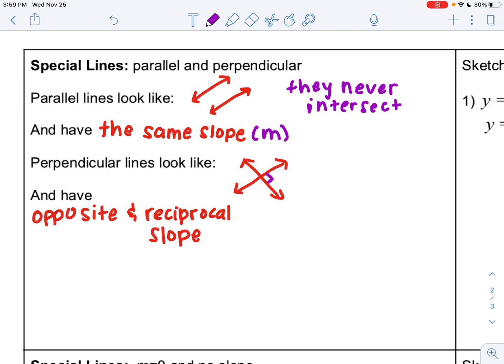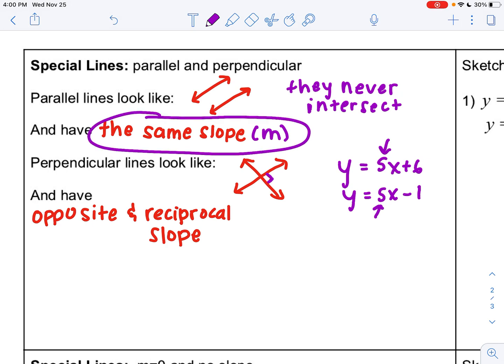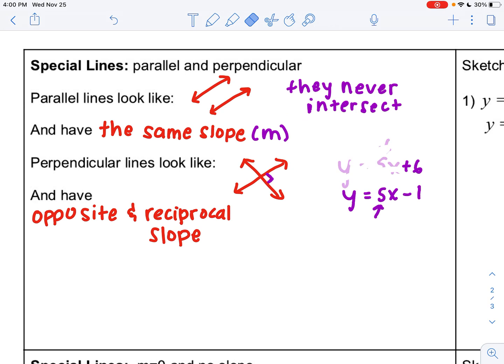So for example, in y equals mx plus b, let's say you had 2 lines, y equals 5x plus 6 and y equals 5x minus 1. You see how they have the same slope? That means they're going to be parallel. Remember, it's mx plus b, and this is your m in both cases. If they have the same m or the same slope, they're parallel. Okay? Now, perpendicular lines make a right angle.